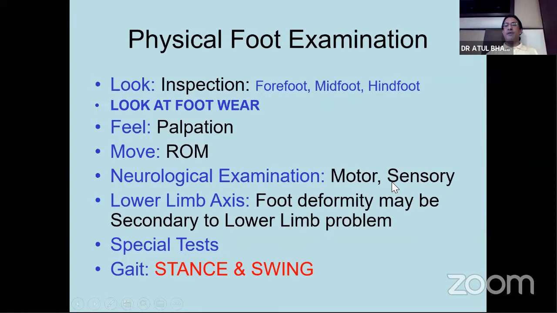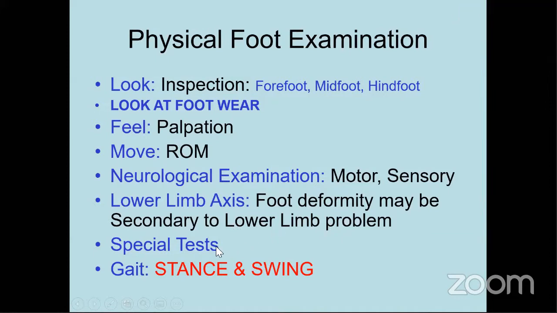So the L4, L5, S1, and S2 dermatomes basically supply from the medial to the lateral side of the foot. Look at the lower limb axis. So you can see the child in weight-bearing position, whether there's any genu valgum, and whether the foot deformity is secondary to a lower limb malalignment problem.